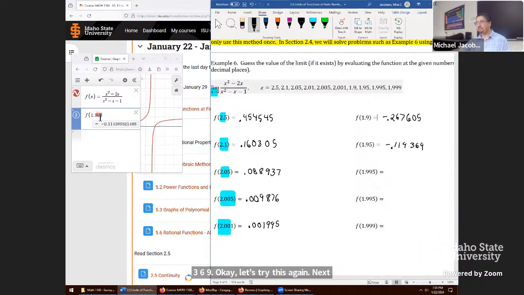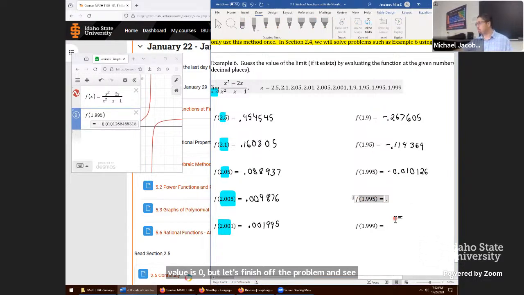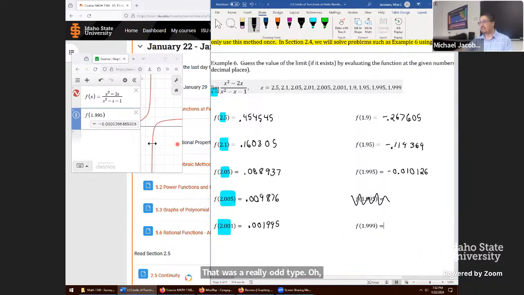Next one is 1.995, so just include an extra 9 here. This one is negative 0.010126. At this stage, I think we can guess, it looks like the value is 0, but let's finish off the problem and see what happens on, oh, this is the weird one. What happens on the next values? I must have misformatted this one. 1.995 appears twice. Let's just skip over that one. That was a really odd typo. Sorry for that distraction. Let's go to F at 1.999.